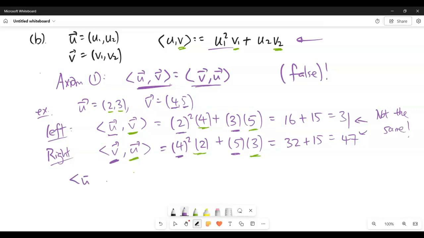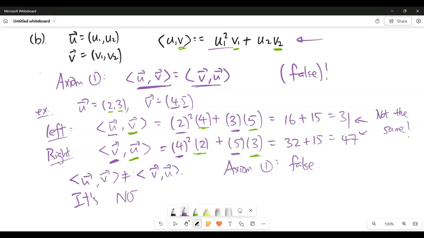And not the same means that in our example, the product uv is not the same as the product vu. So this shows that axiom 1 is false, and it also means that it's not an inner product. So that's it for these two examples, which show that they are not inner products.